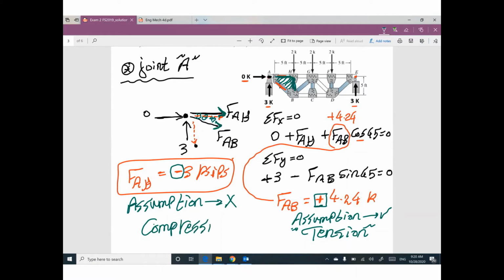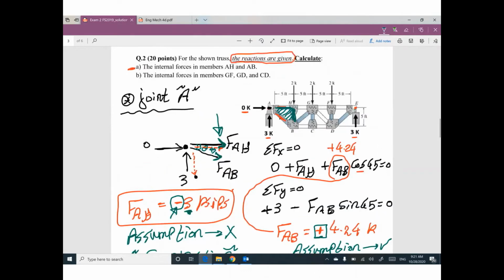So when you are solving the exam, I need to see what is the value, and what is your conclusion. Is it tension or compression? You have to say that. You have to give me the correct value, and tension or compression. Based on your assumption and the sign of the final value, I can conclude this member is tension or compression.